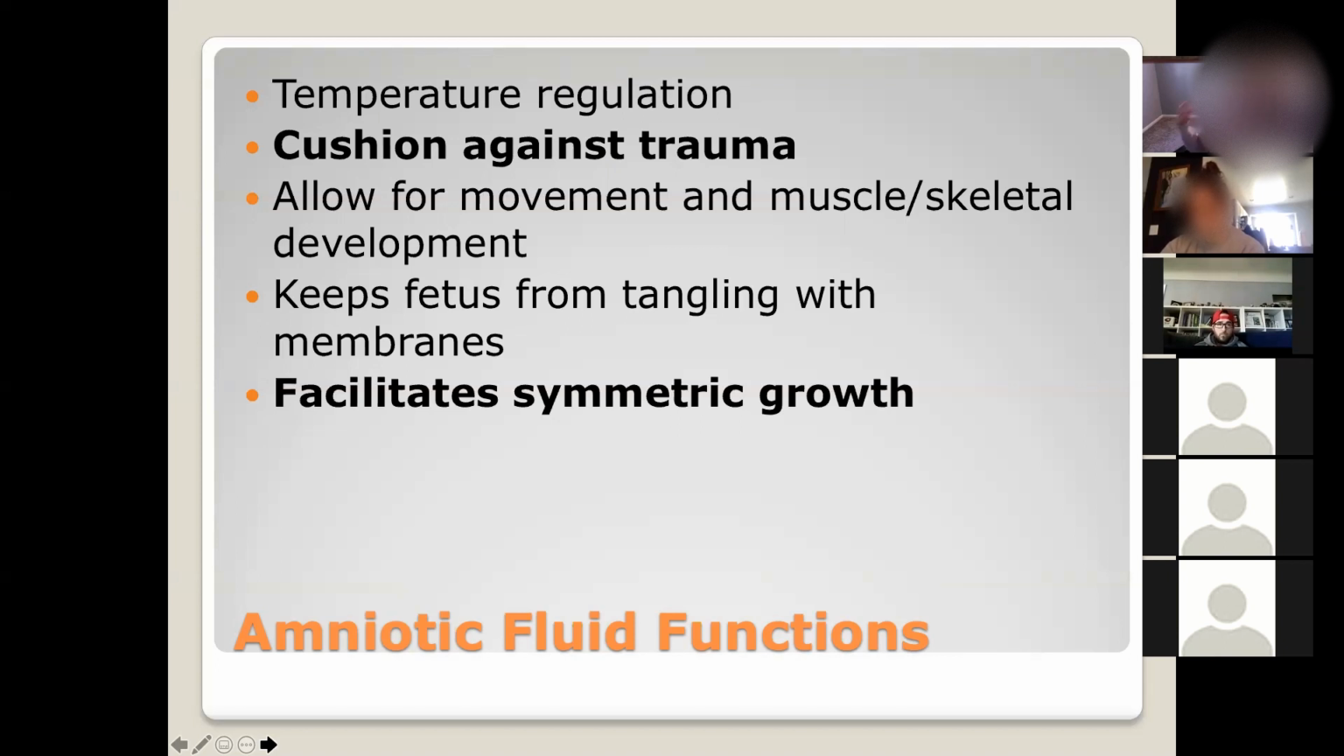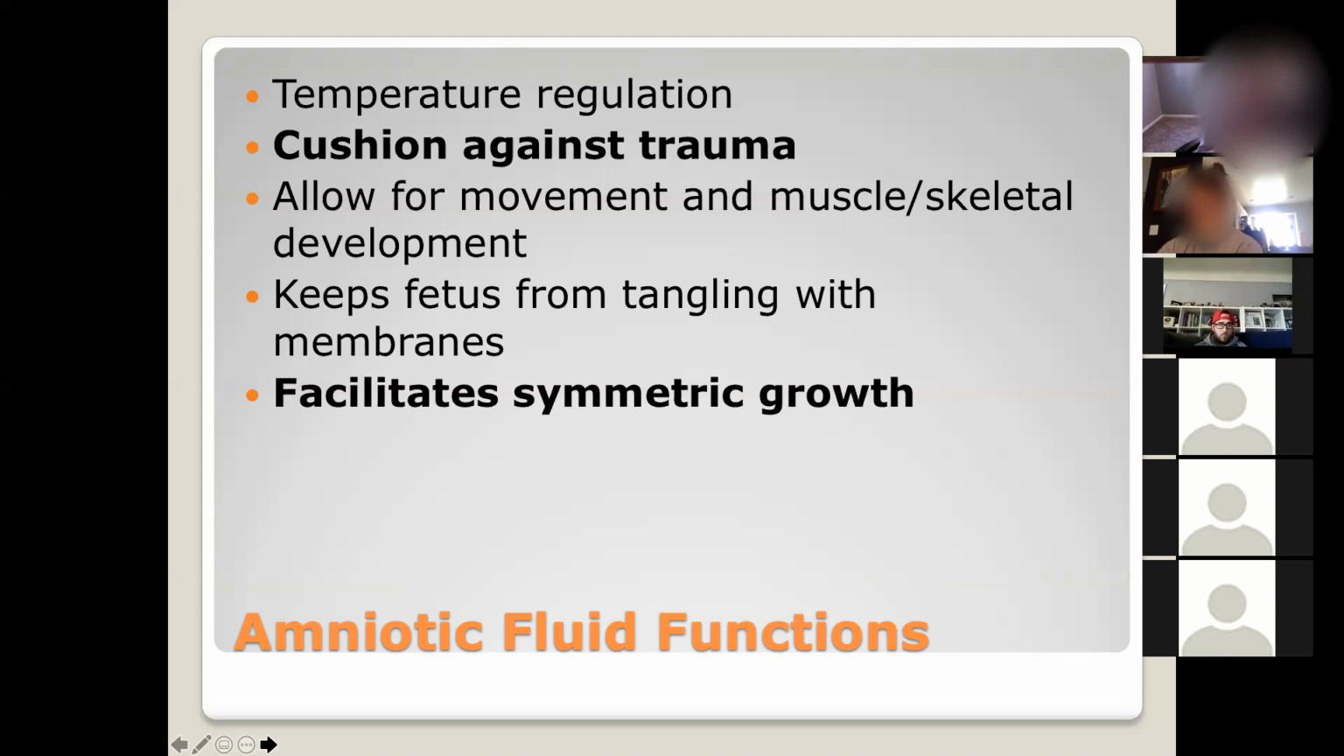It allows for movement and musculoskeletal development, so muscle development and things like that, because it can move around. It keeps the baby from tangling with the membranes. So if there was not that good cushion of fluid, those membranes would be more movable and could get tangled up in the baby, okay? We're talking about the amniotic sac for the membranes.